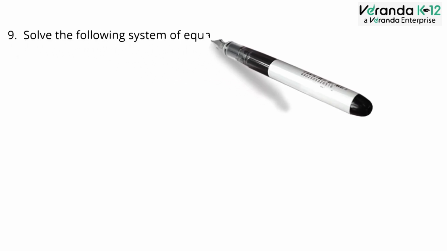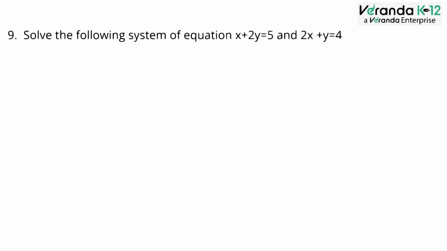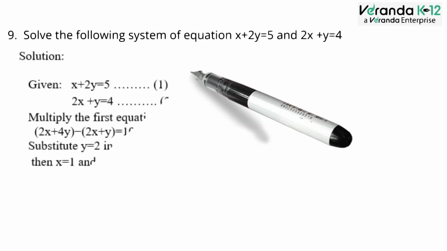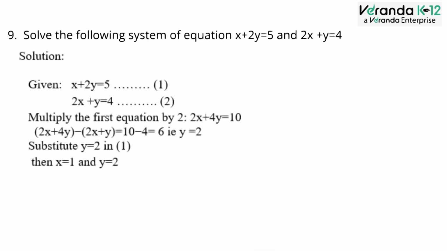Solve the following system of equations. So we can use either elimination method or substitution method. So here we are going to use elimination method. So now we are going to multiply the first equation x plus 2y is equal to 5 by 2. So the equation becomes 2x plus 4y is equal to 10.